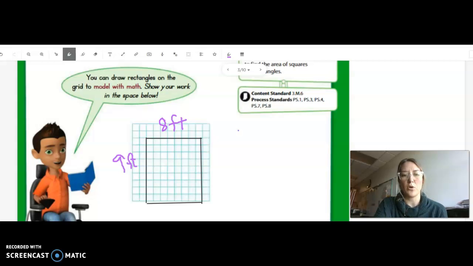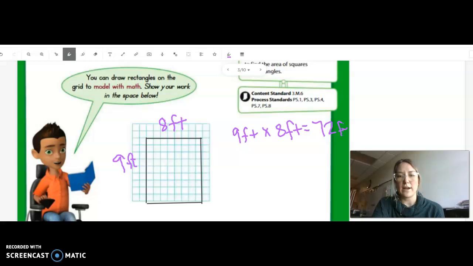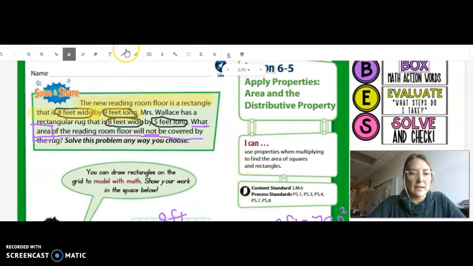So, and this is of the whole room. So I have 9 feet, the length, times the width equals the area. So I want to find the area of the whole room. The whole room has an area of 72 feet squared. It's another way you can write squared feet, or you can write out the word squared and then feet. I can move on to my next sentence.